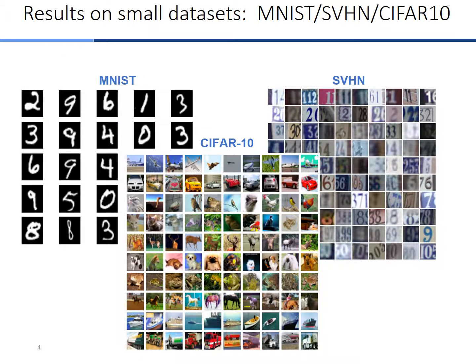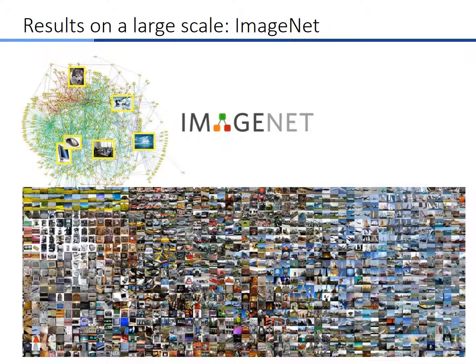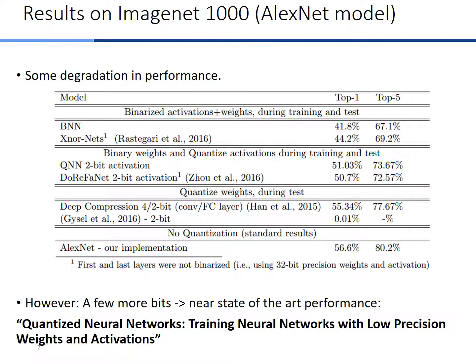Our results were tested on small classification datasets, MNIST, SVHN, and CIFAR10. In all the experiments, binarized neural networks achieved comparable results to their 32-bit counterpart. On larger datasets, such as ImageNet, we observed a degradation in performance. However, by using more than 1 bit, we can achieve near state-of-the-art results.